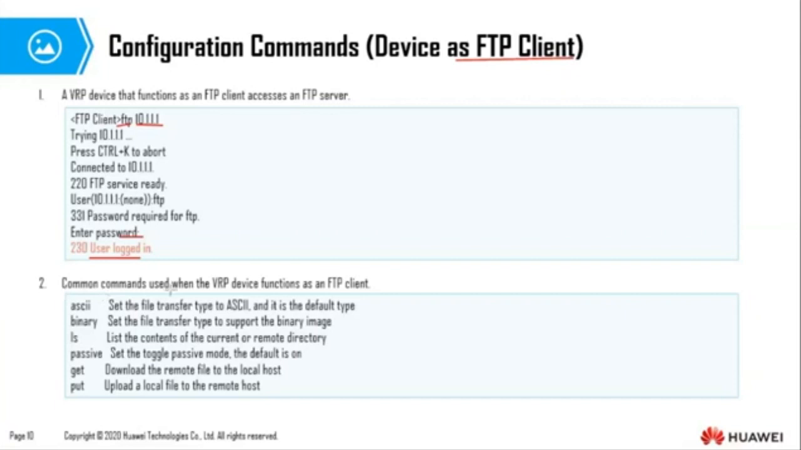Okay, common commands that are used when the VRP device functions as an FTP client. So for example, you can use the ASCII command to specify that you want to convert before downloading using ASCII, or you can use binary if you're downloading executable files or the VRP.